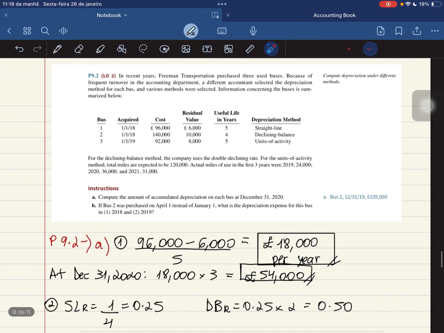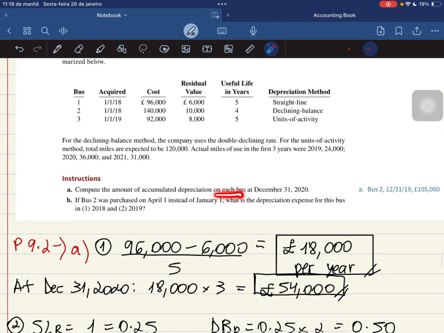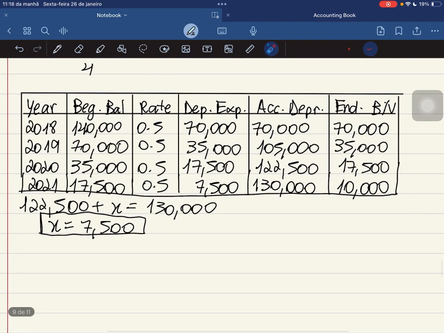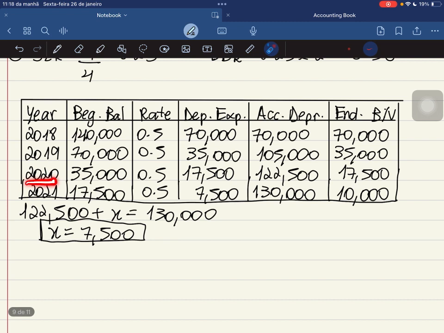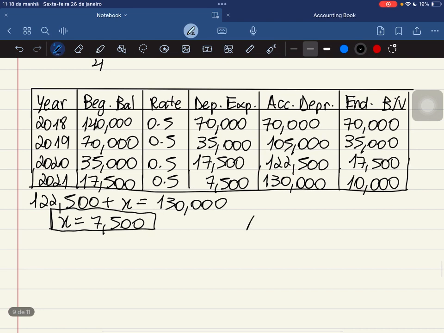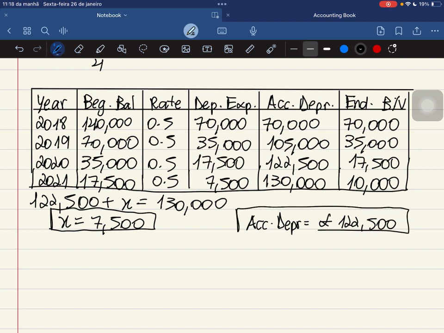But I just did this because I wanted to show you how you do the last row. Actually, what they asked us was to do bus number 2, right? Each bus on December 31st of 2020. So for 2020, the accumulated depreciation would be 122,500. So this accumulated depreciation would be this. This is what they're asking.